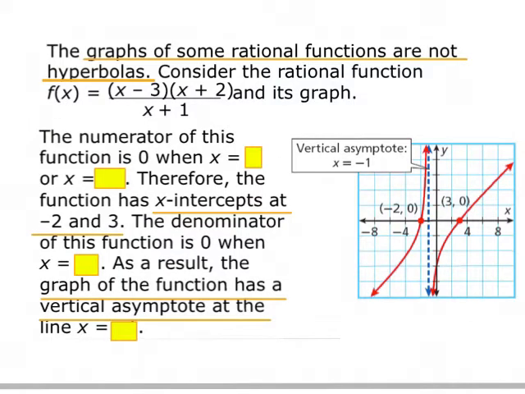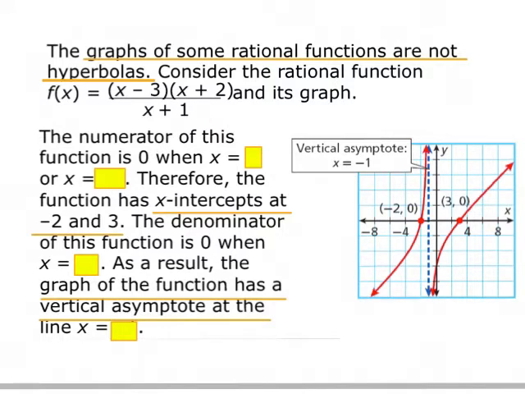Today we are going to look further at graphing rational functions. Something I need to point out is some rational functions are not hyperbolas. Yesterday we graphed just hyperbolas. Today we're going to graph rational functions that are not hyperbolas. For example, look at this one that I've listed right here. Here's what the graph looks like.